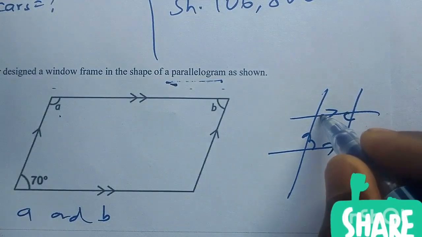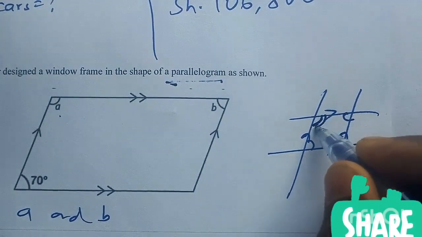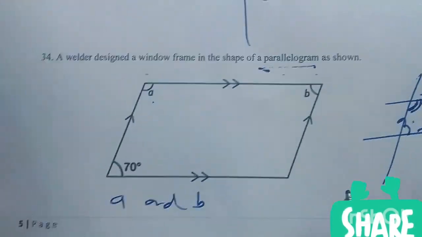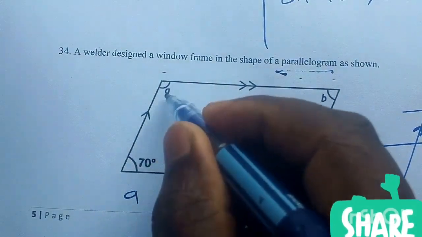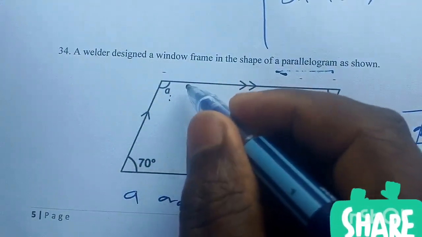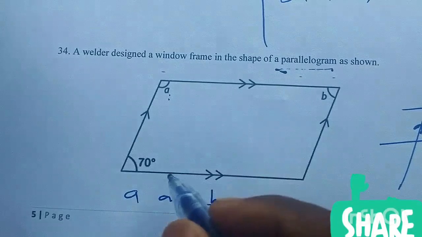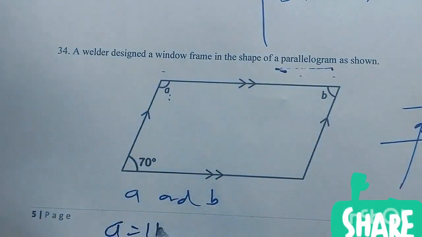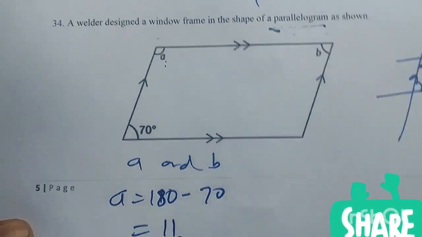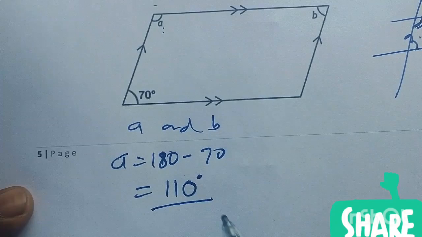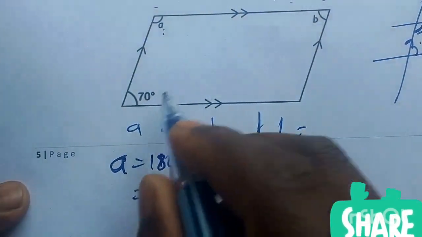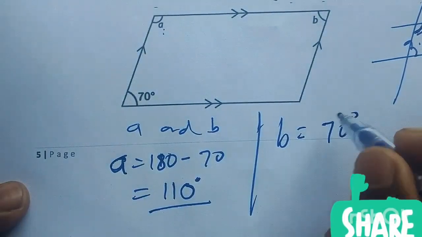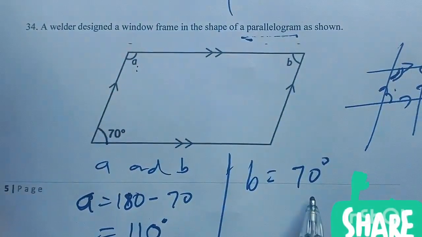This angle here is adjacent to this. So 70 is adjacent angle to A, and adjacent angles add up to 180. Therefore, this angle A is equal to 180 minus 70, which is equal to 110 degrees. That is A. B is equal to 70 degrees. This angle and that angle, they are equal.